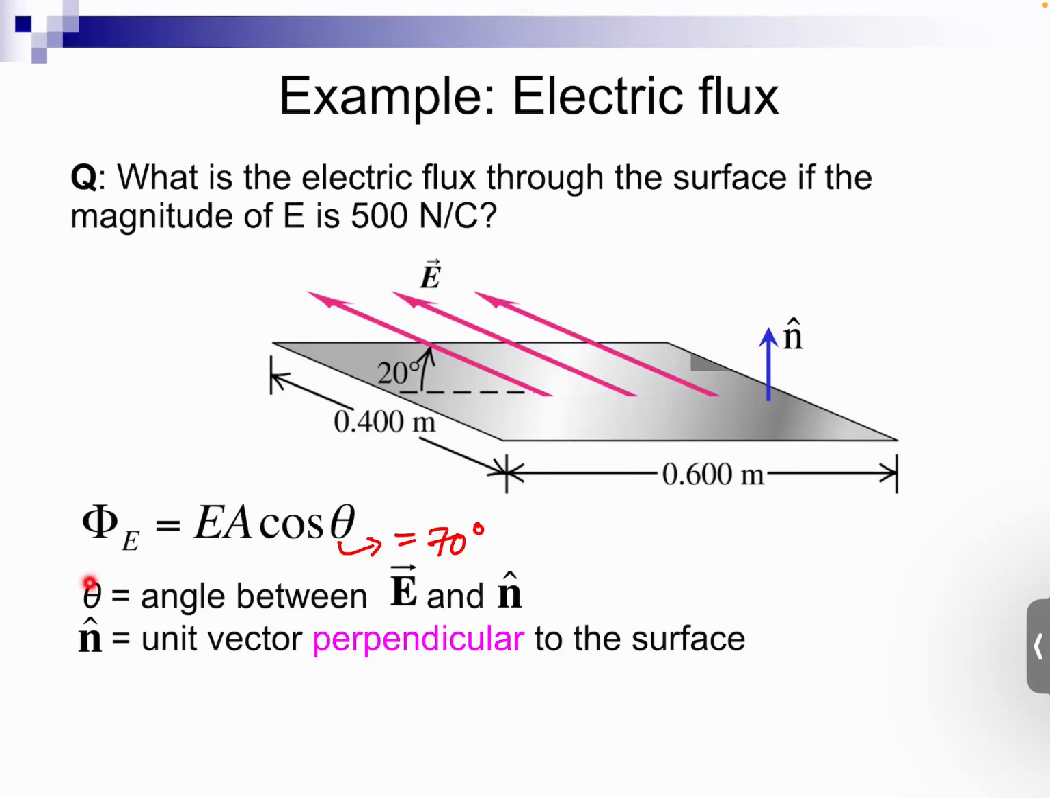Right, it's because of this definition here, where theta should be the angle between the electric field and the area. And the area vector we define using a normal vector that's perpendicular to the surface. Hence, this is your normal to the surface. Therefore, theta should be measured between the normal, which is perpendicular to the surface, and the electric field E. So if this is 20 degrees, then it makes sense that this is 70 degrees.